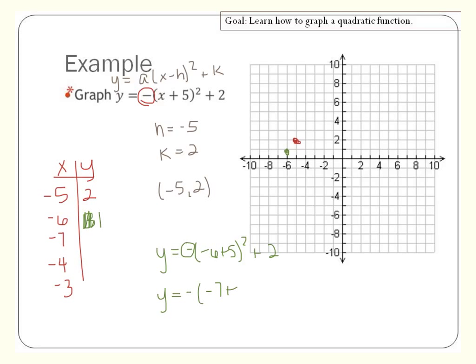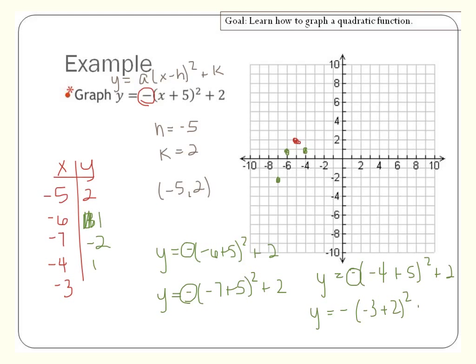So then we're going to put in a negative 7. So that's going to be negative 2 squared is a positive 4, but then it becomes a negative 4. Negative 4 plus 2 is a negative 2. So at negative 7 it's a negative 2. And then on to negative 4. So that's going to be a positive 1 squared, which is 1, but then it turns into a negative 1. Negative 1 plus 2 is 1. And then when we do negative 3, you're going to get 2 squared is 4, but it's a negative 4 plus 2 is negative 2.